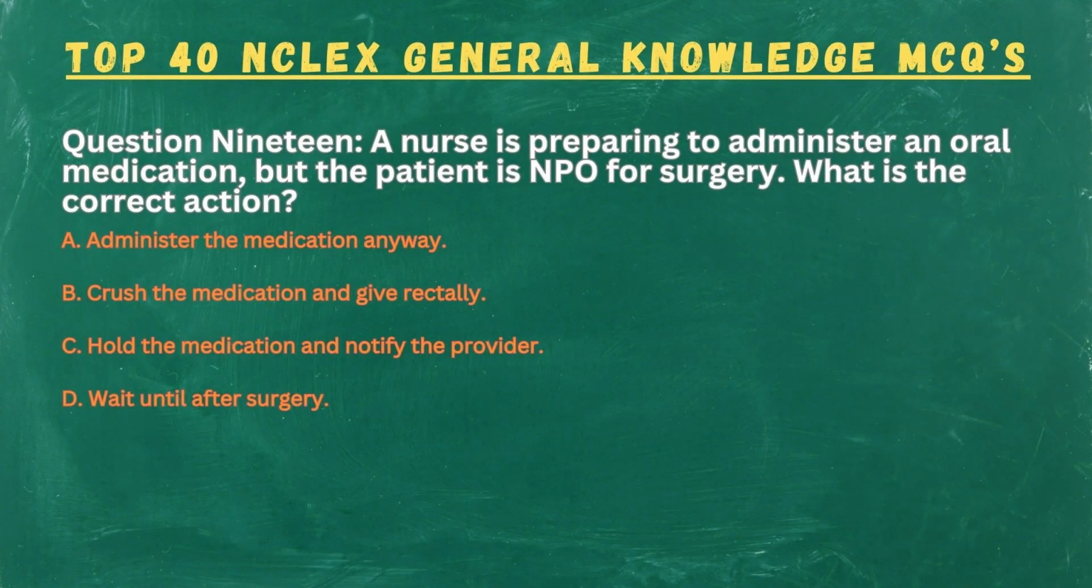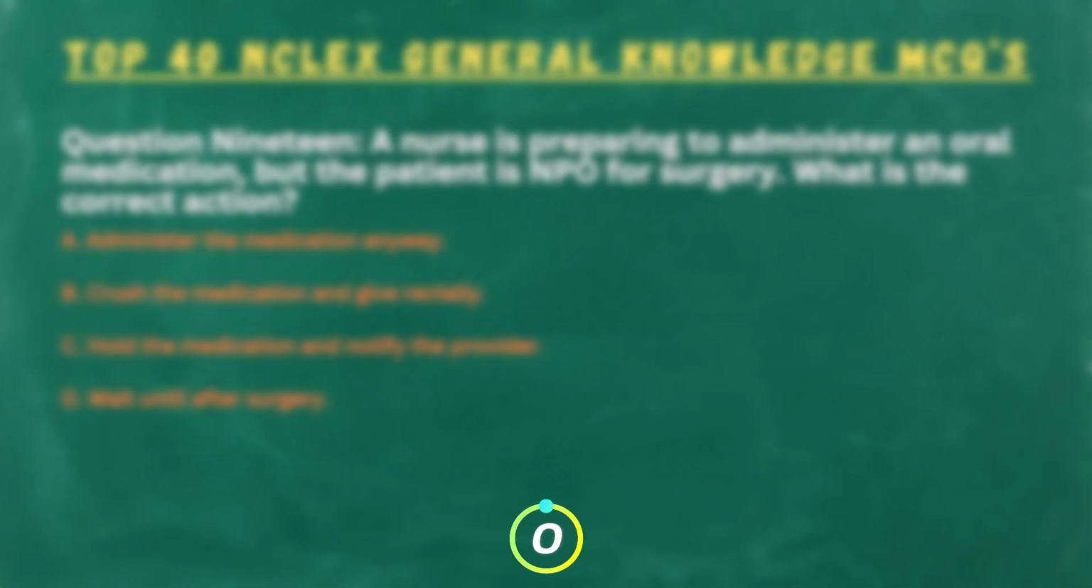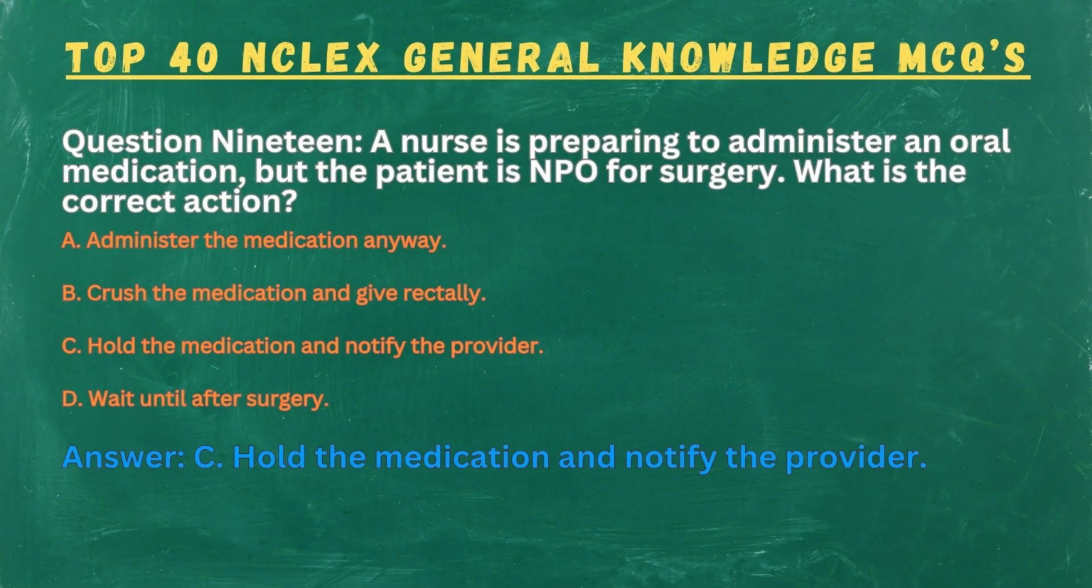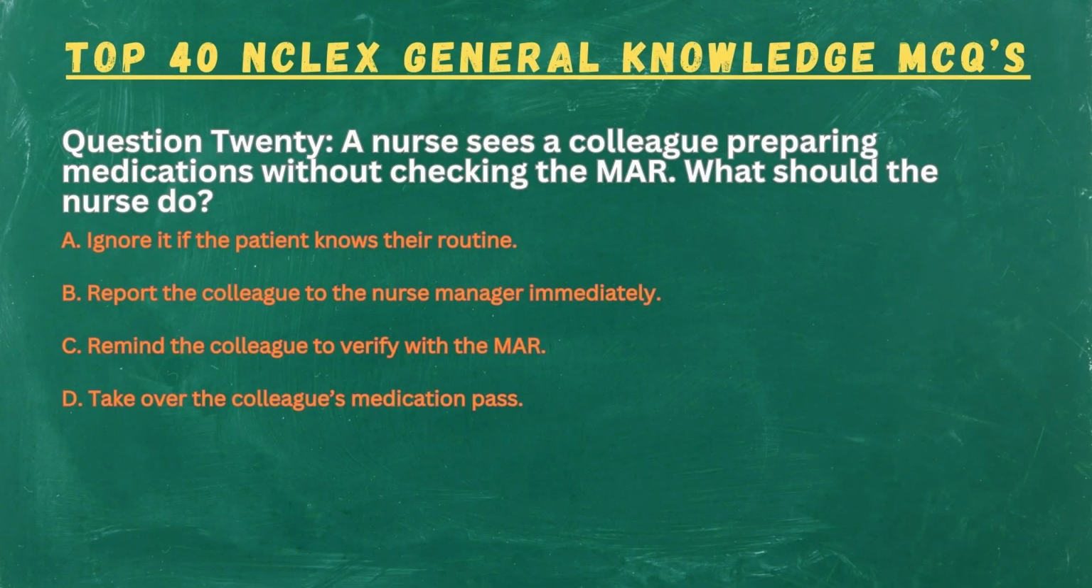Question 19. A nurse is preparing to administer an oral medication, but the patient is NPO for surgery. What is the correct action? A. Administer the medication anyway. B. Crush the medication and give rectally. C. Hold the medication and notify the provider. D. Wait until after surgery. Answer: C. Hold the medication and notify the provider.